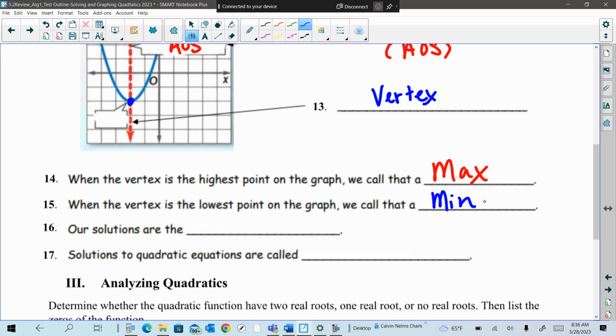What are our solutions? Our solutions are the blank. Look at your x-intercepts. Solutions to a quadratic equation are called, there's two possible, zeros, yep, or roots, yes. Yep. Okay. Now, what you've got to be familiar with, on the test, they're going to use these vocabulary words. So you have to know what they're referring to on the graph or in the problem.